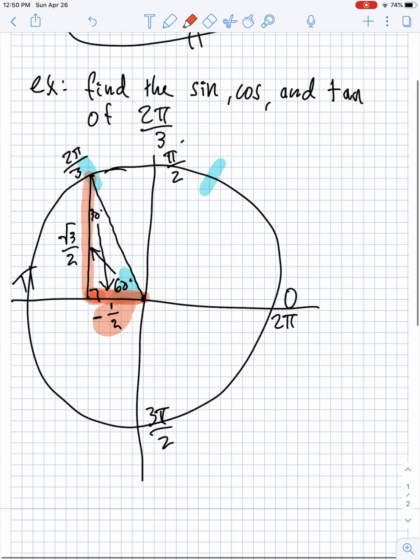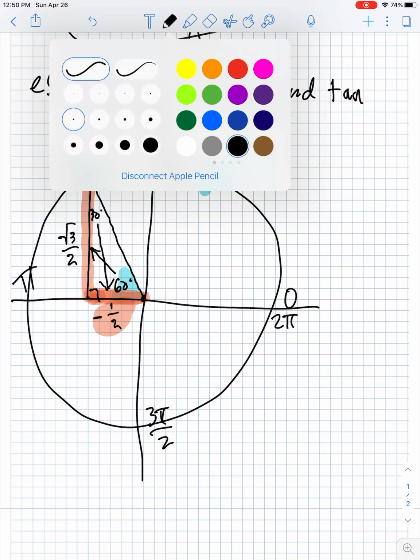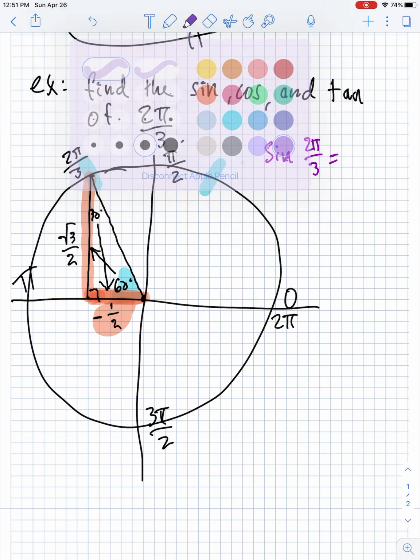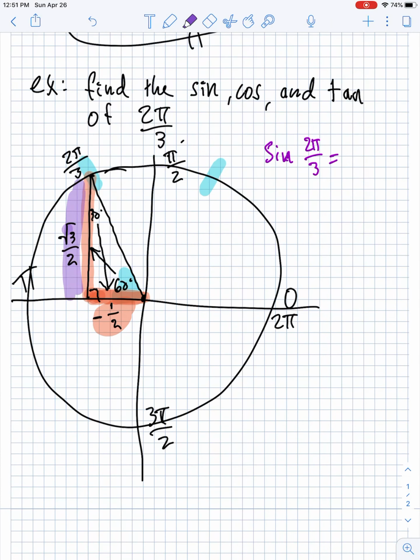So we've got our unit circle. We've got our 30, 60, 90 inscribed in the unit circle. Now, you guys, the height of that triangle is the sine value. So part of my answer is that sine of 2 pi over 3 is going to be equal to this guy right here, the height of the triangle, root 3 over 2.